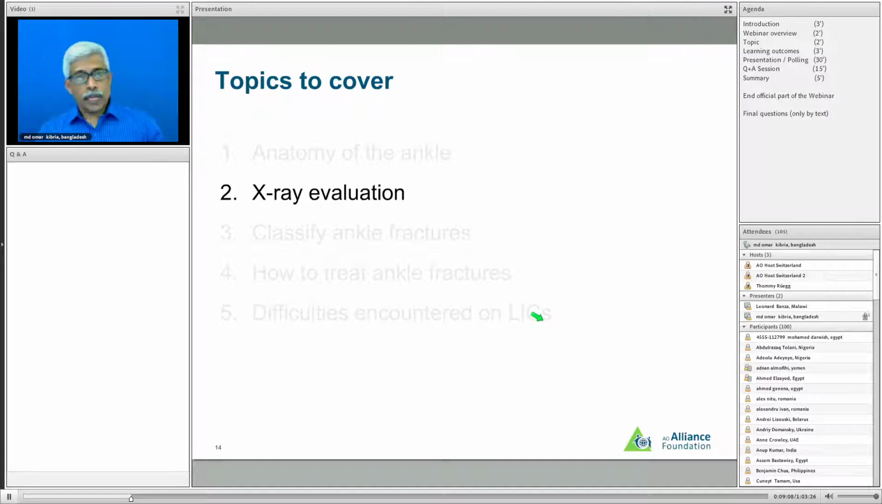So now we know the anatomy. After we have taken the patient history and clinical examination, we have to evaluate them on X-ray. The X-ray is a key guide because in low-income countries, you may not be able to get CT scan, MRI or C-arm facilities. So X-ray may be the maximum facility you can have.